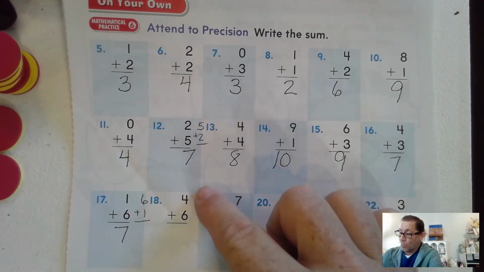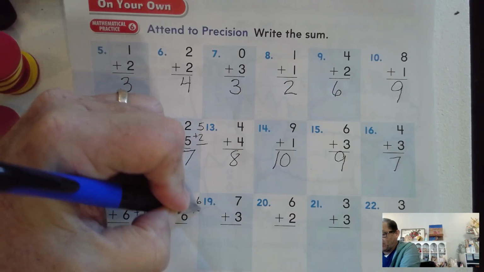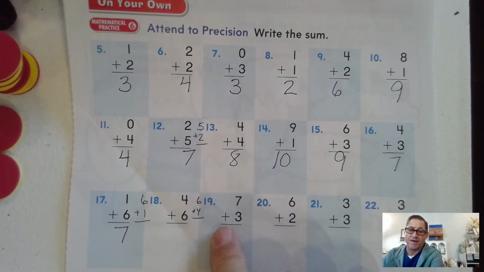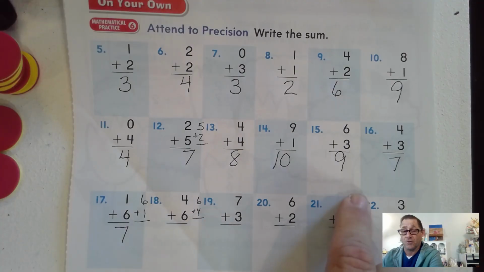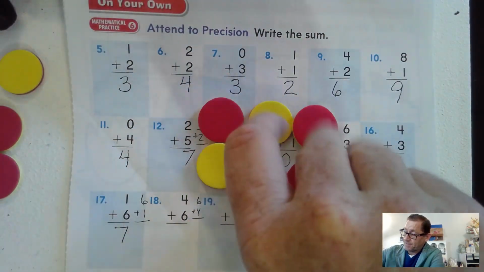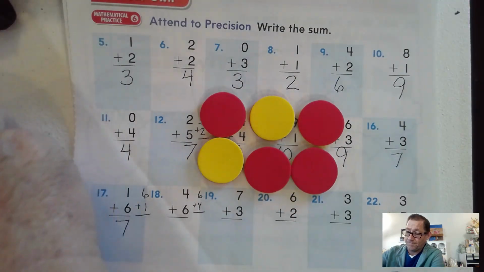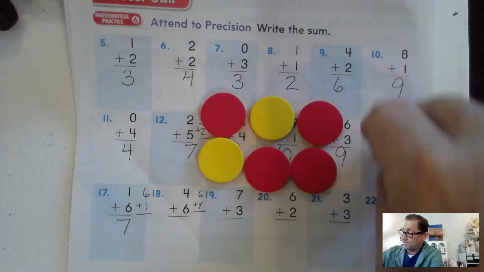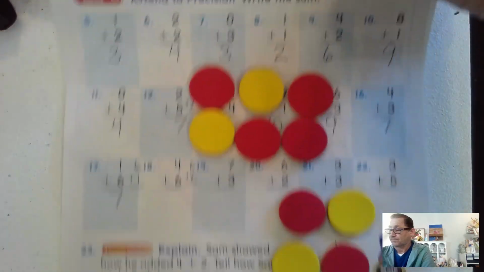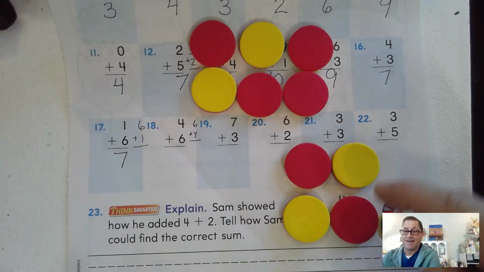Okay. 4 and 6 more. Again, I would probably in my head think, I'm going to start with the larger add-in. It's easier to count on from the larger add-in than going from the small to the large. So here I'm going to put 6. In my head I'm doing 6 and I'm going to add 4 more. 6, 7, 8, 9, 10.